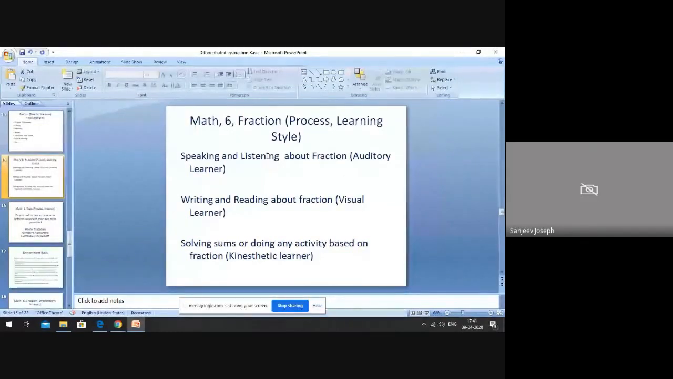The last one is very important, that is the kinesthetic learner. What I do is I ask them to come over to the board and do the sums. So that is the one kind of learner who is always wanting to do something and present themselves. That is based on the learning style. And that is how I teach fractions for class 6 in mathematics, and I find that I can take care of these three different kinds of learners.